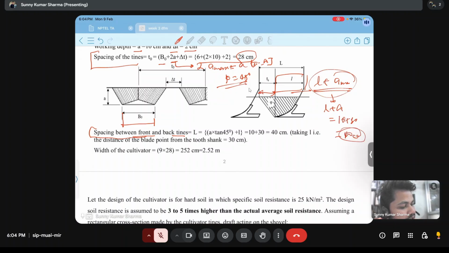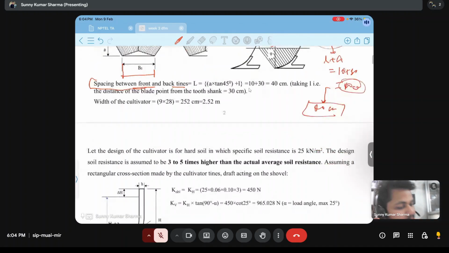So the distance between two adjacent tines is equal to 28 centimeter, and the distance between front tine and back tine is 40 centimeter. This is the initial design parameters, and width of cultivator from here we can calculate as we have total 9 tines into the distance between two adjacent tines, that is 28 centimeter.